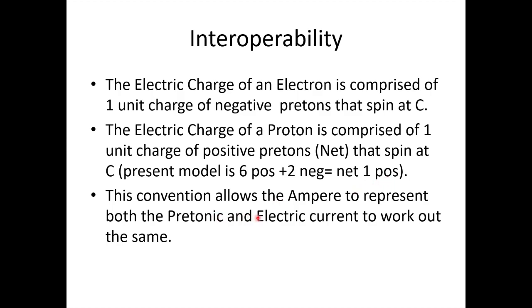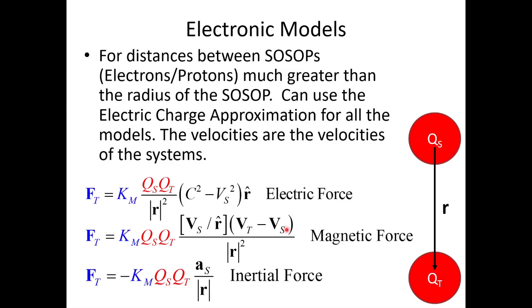This convention allows the ampere to represent both pretonic and electric current, causes them to work out to be the same thing, and so everything is interoperable. But again, remember, you have no electric charge if pretons are not spinning. That is the difference. But because protons and electrons are always spinning, it will always work out at the speed of light. It will always work out right now that your electric charge and your pretonic charge are going to be the same thing, or the same value.